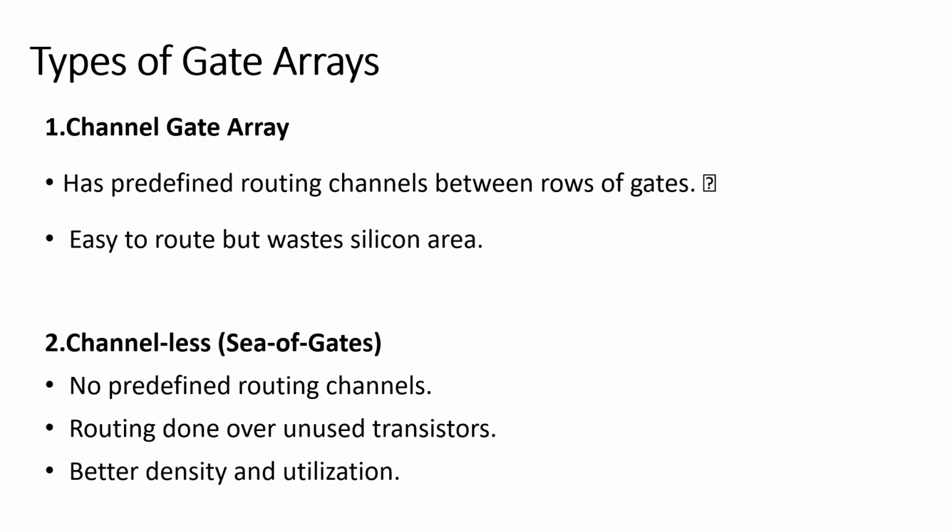Channeled gate array has predefined routing channels between rows of gates, and it is easy to route but wastes silicon area. Channelless gate array, whose other name is sea of gates, has no predefined routing channels. Routing is done over unused transistors. It has better density and utilization.